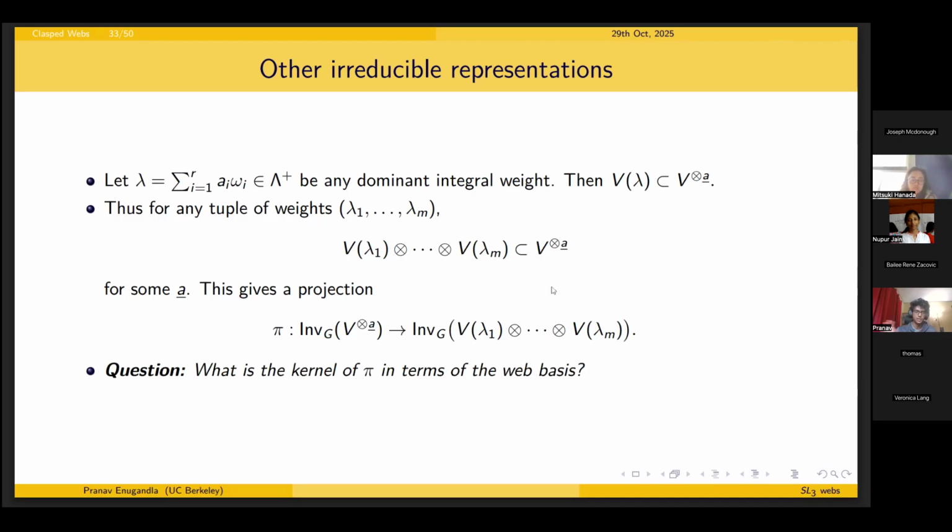And are the other webs, the projections of the things that don't map to 0, do these form a basis, etc.? So that's sort of the goal of clasped webs, is to talk about this sort of arbitrary irreducible representations.